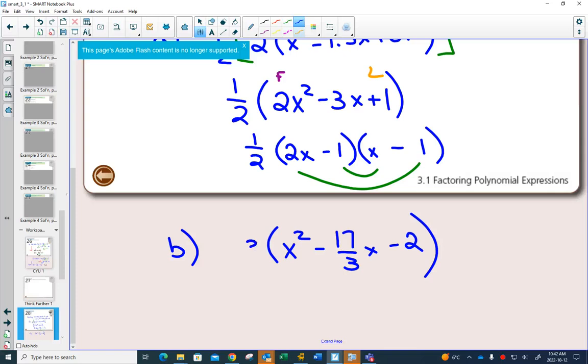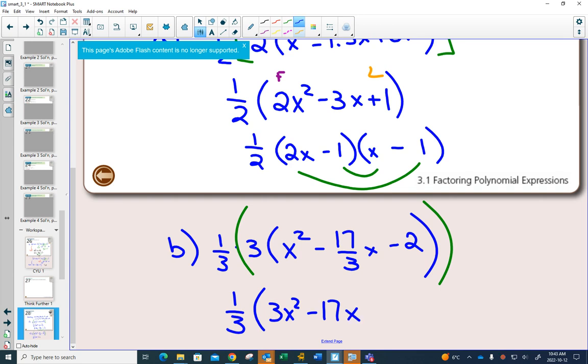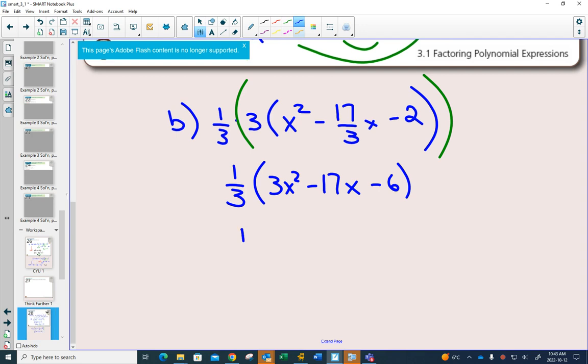If I times it by 3, I have to also times it by a third. And I'll put an extra set of brackets here. Okay, that would mean that 1/3 stays out. Now I would get 3x squared, 3 times this cancels that 3 out, minus 17x, and 3 times minus 2, minus 6. Again, this is my first one. This is my last one.